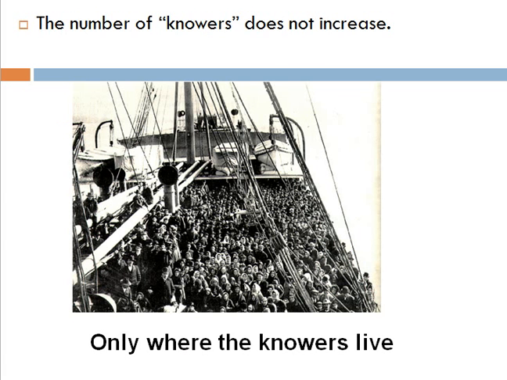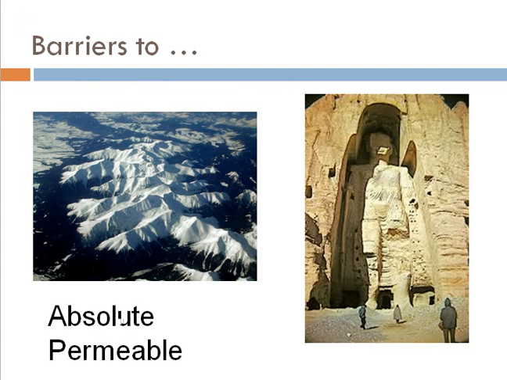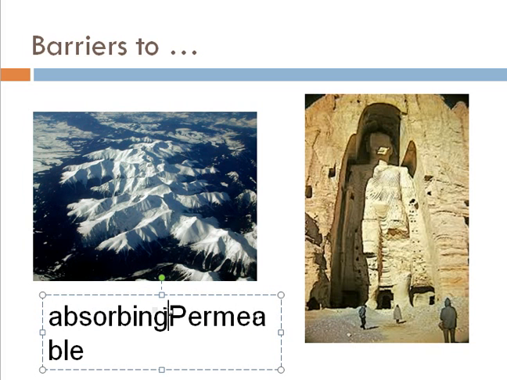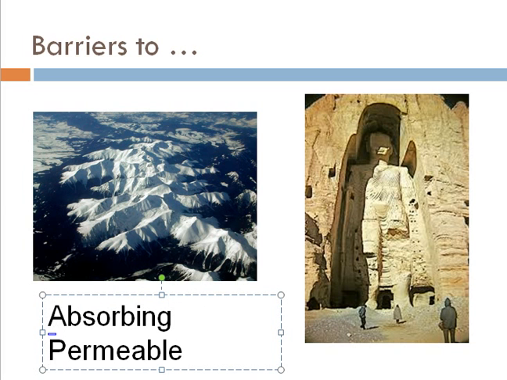And again, for relocation diffusion, this idea that the number of knowers doesn't increase, only the location of the knowers increases. So one of the things with diffusion is it doesn't always happen. There are barriers to diffusion. There are absolute, or absorbing, barriers to diffusion, and there are permeable barriers to diffusion.